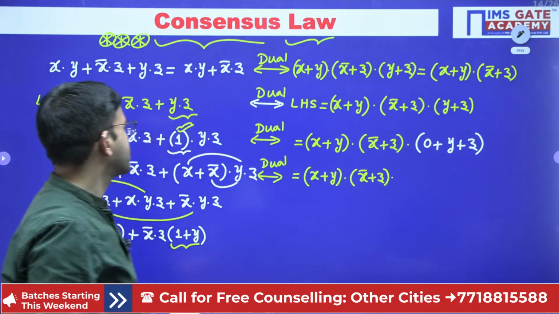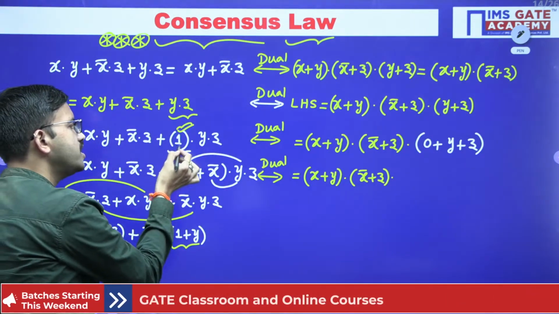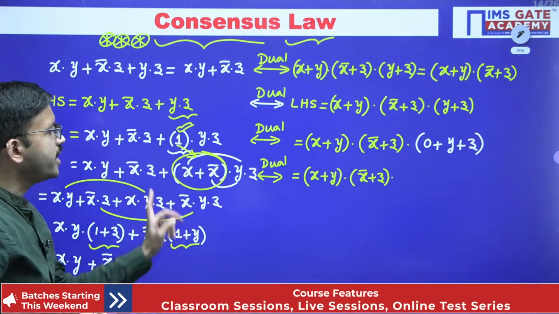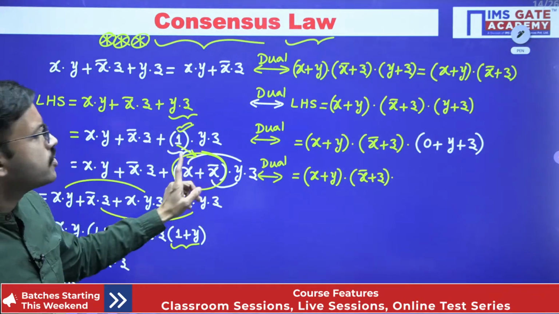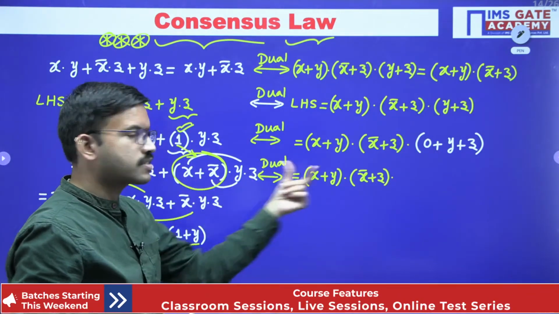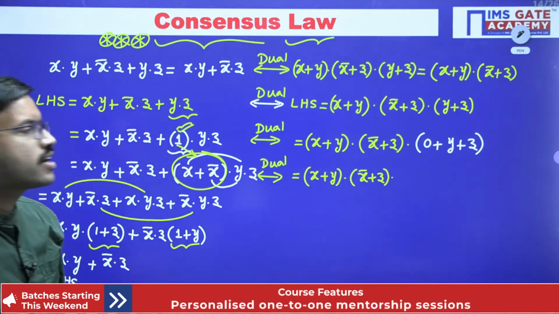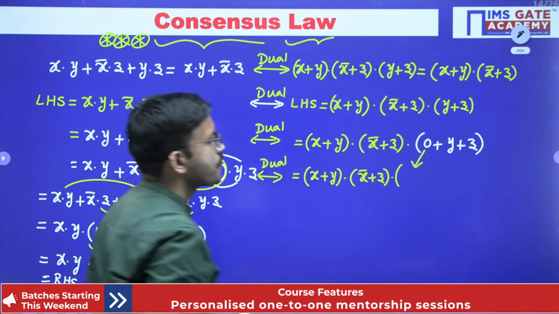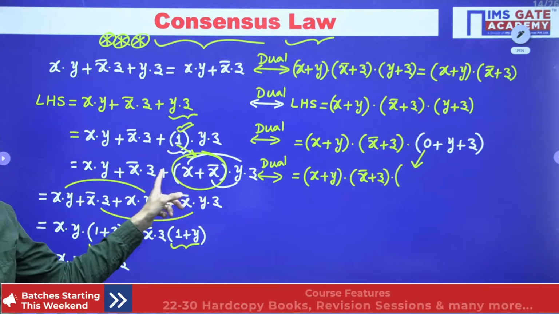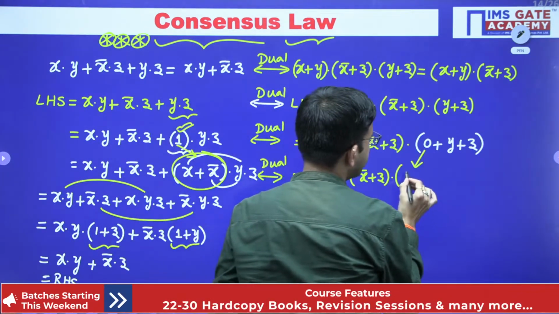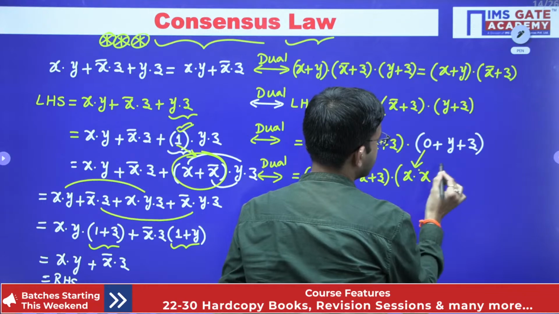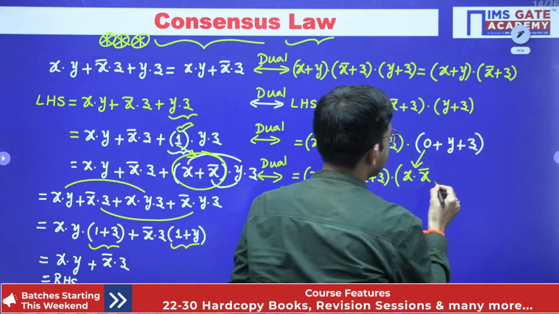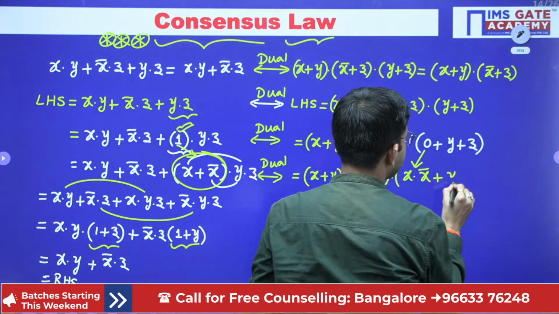Now tell me, here you are having 1, we have written as what? X plus x bar. X plus x bar is nothing but 1. Now can you tell what is the dual of x plus x bar? Or how we can write this 0? See, x plus x bar dual is what? X into x bar. See, x into x bar is nothing but 0. Then you can write y plus z.